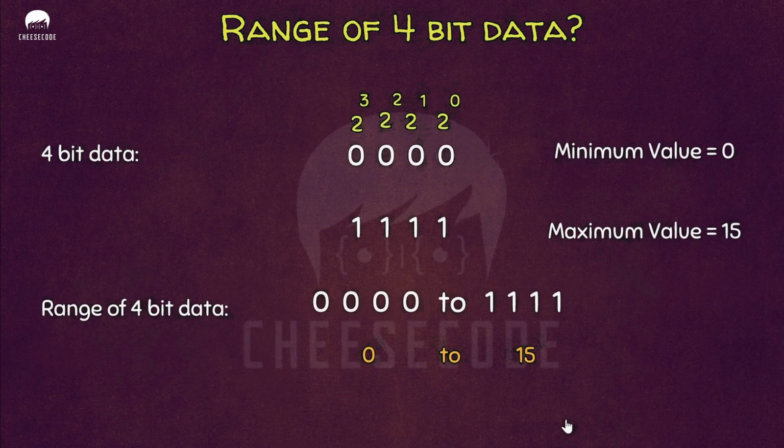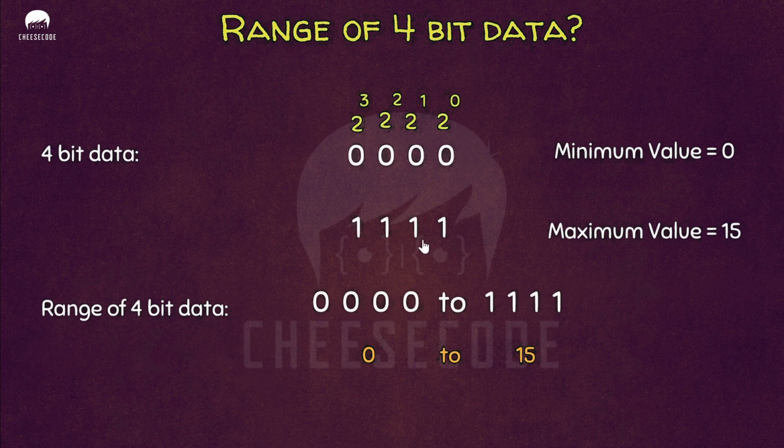Now what would be the range of 4-bit data? As we know, to calculate range of any number, we have to know its minimum as well as maximum value. For 4-bit data, minimum value is equal to 0 when all digits are 0, and maximum value is equal to 15 when all digits are equal to 1.